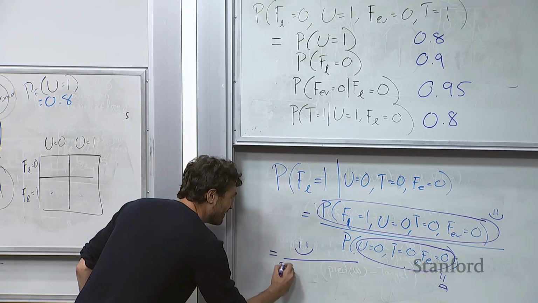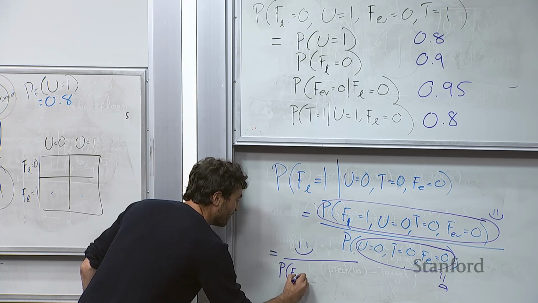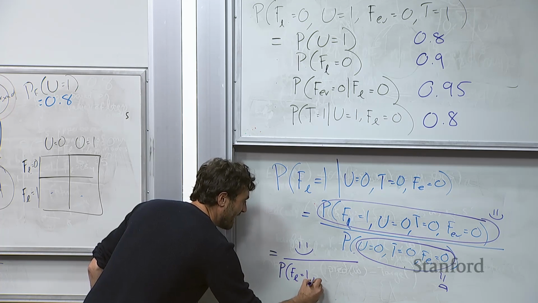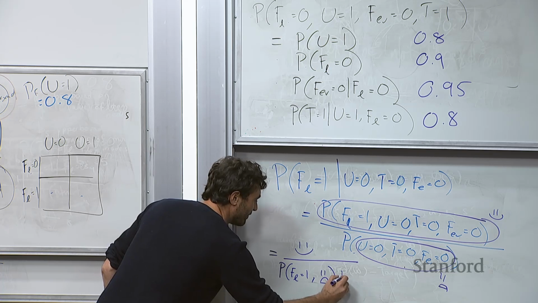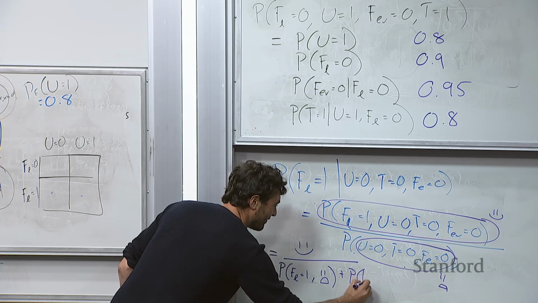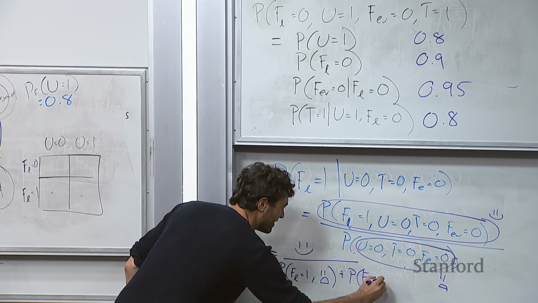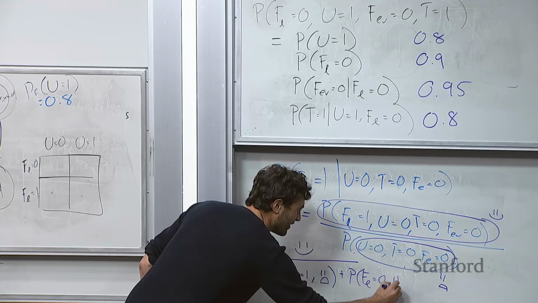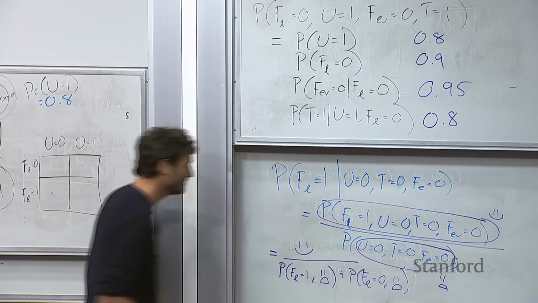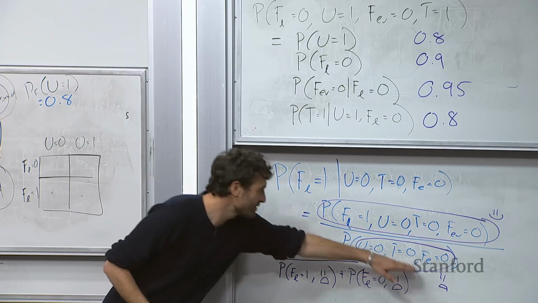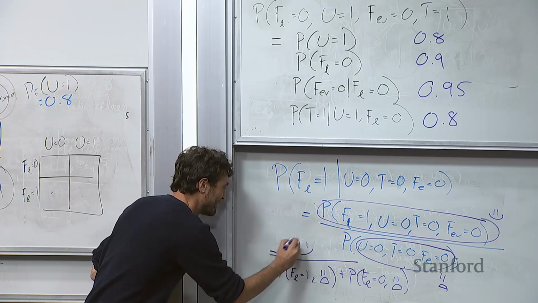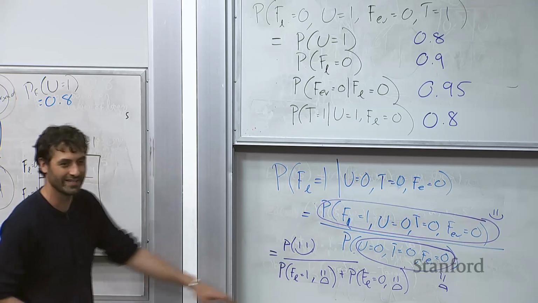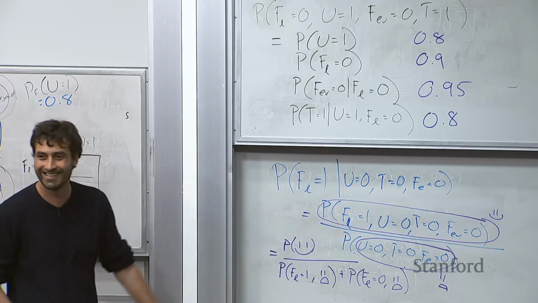So it's the probability that flu equals 1 and all those other random variables, plus the probability that flu equals 0 and all those other random variables. So all those ones are smiley face. So this is the probably smiley face. Oh my God, what an emoji answer. I feel like the most millennial person right now.